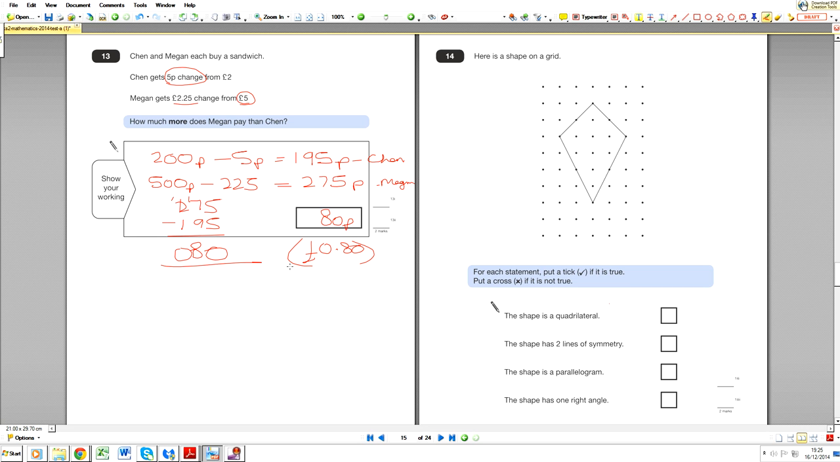We can't put both units on the same answer. Can't put pound and pence on the same one. So put your hands up if you got this one right.